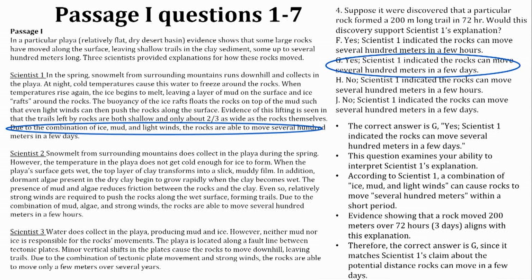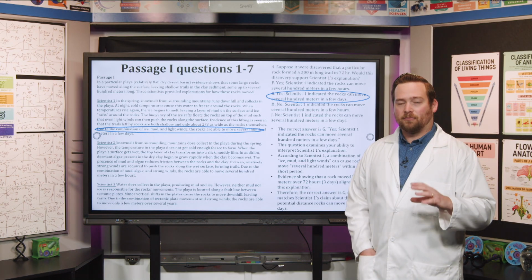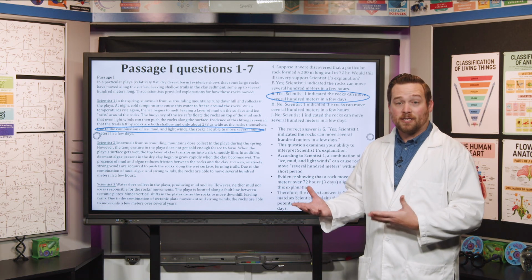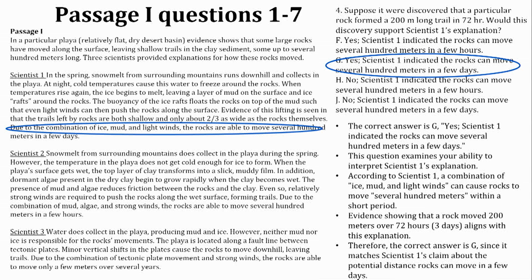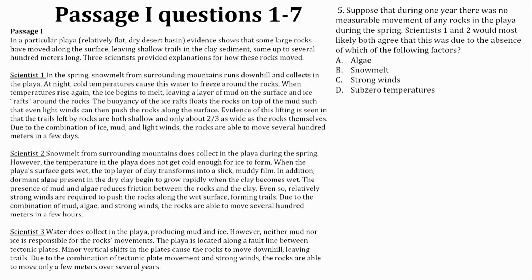So again, this one is almost verbatim out of the passage. You just have to read it very, very carefully. It's saying all 3 of these things can cause the rock to move very quickly. So that's why this is our best answer choice. Okay, here's the next one.